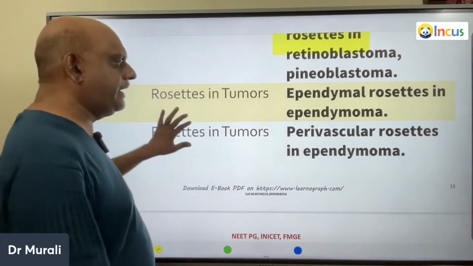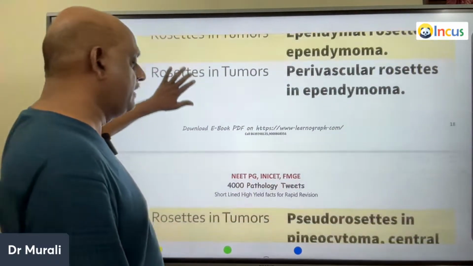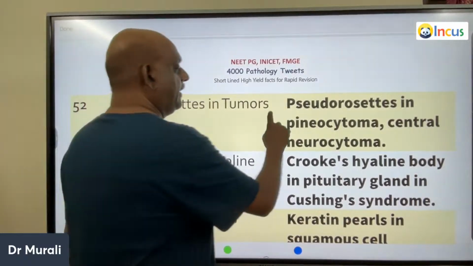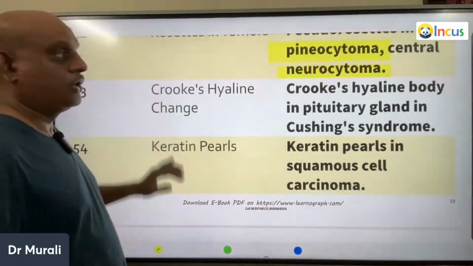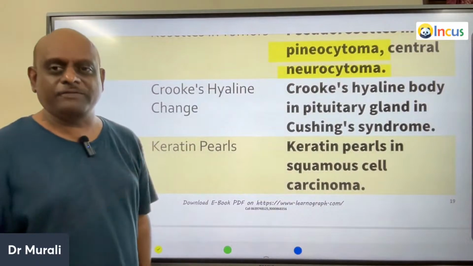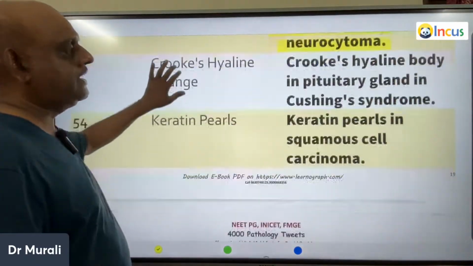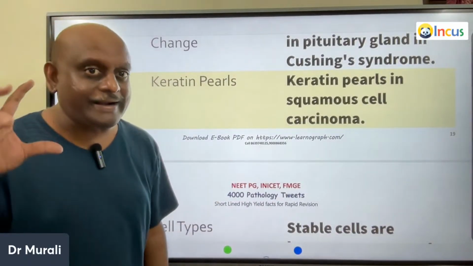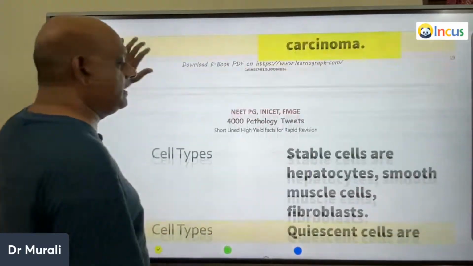Ependymal rosettes and perivascular pseudorosettes in ependymoma, you should not forget. Then pseudorosettes are the feature in pineocytoma and neurocytoma. Crooke's hyaline body, just before we have seen the histology, right? It is typically seen in Cushing's. Keratin pearls is the feature of squamous cell carcinoma.